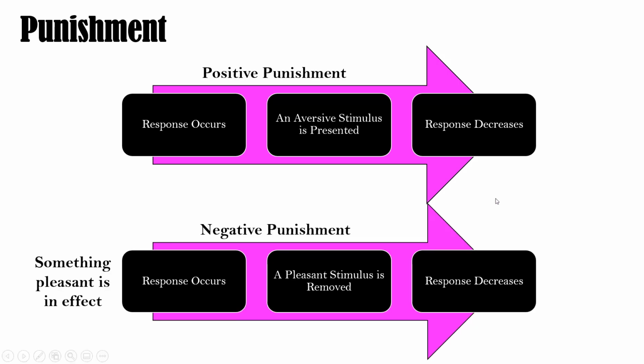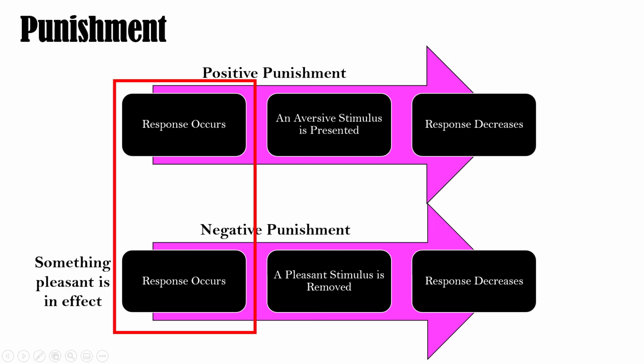With negative punishment, you have something pleasant that's in effect. A response occurs, and that pleasant stimulus is removed, and therefore the future probability of the response is going to decrease. An example of negative punishment is if you talk back to your parents, and so they take your phone away, and therefore you don't talk back to your parents anymore. The behavior: you have your phone, it's in effect, you're using it, the response occurs, you talk back to your parents, they remove your phone, and therefore your behavior of talking back decreases.